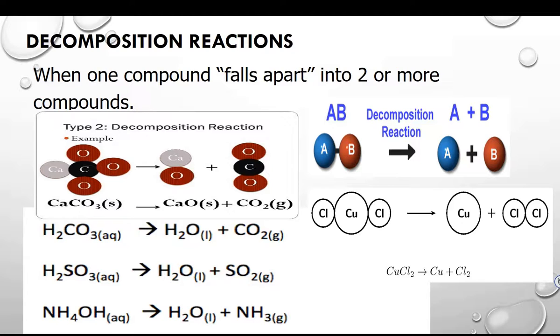Oftentimes they use sulfuric acid and ammonium hydroxide. This is one we'd used. A lot of you are saying, well, it says ammonia. Well, ammonium hydroxide quickly breaks down into water and ammonia gas. So when we put those chromatography papers over that ammonium hydroxide, it was actually reacting with the ammonia gas. So that's what was going on there.